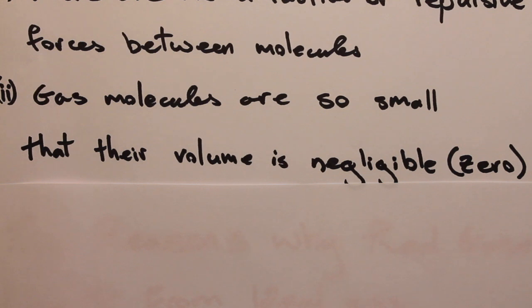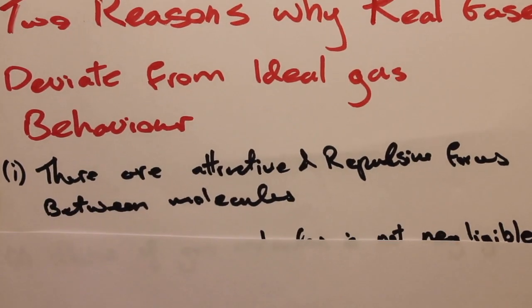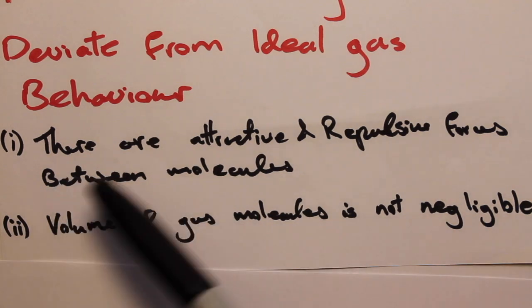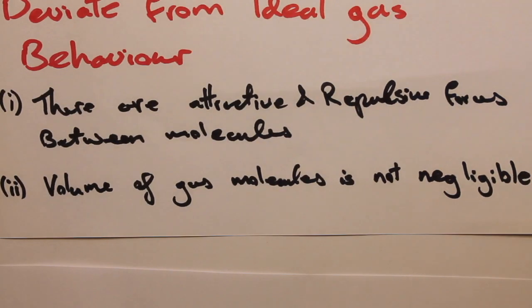The next question that we're asked is to give two reasons why real gases deviate from ideal gas behaviour. And this is essentially that those assumptions are not true. So we know that there are attractive and repulsive forces between molecules, and the volume of gas molecules is not negligible.